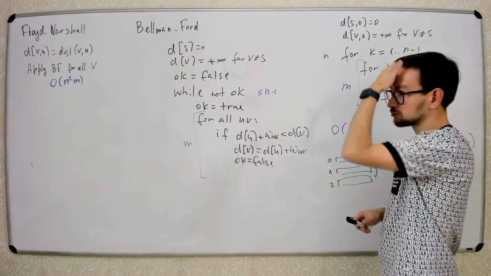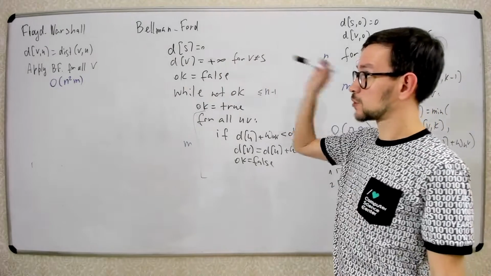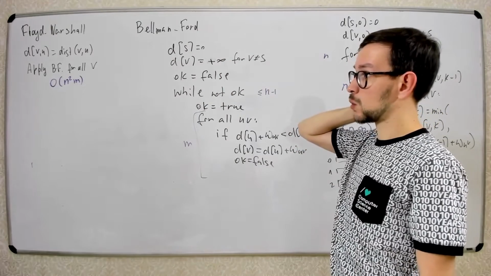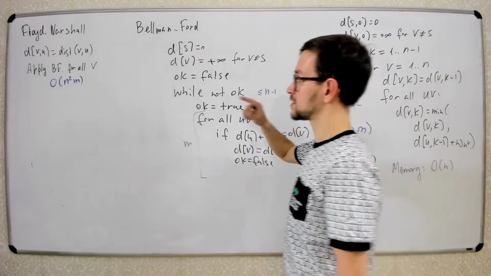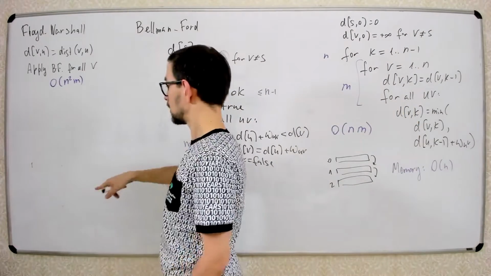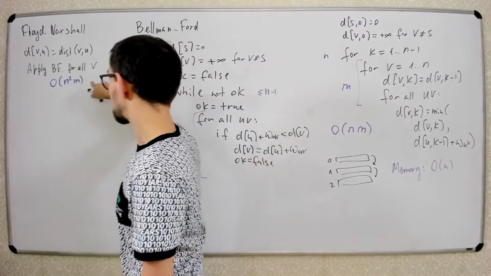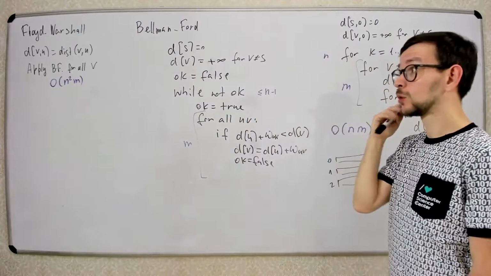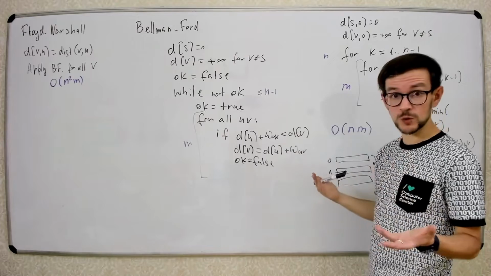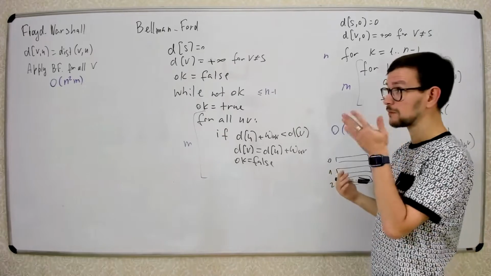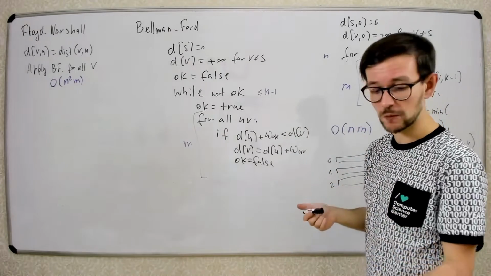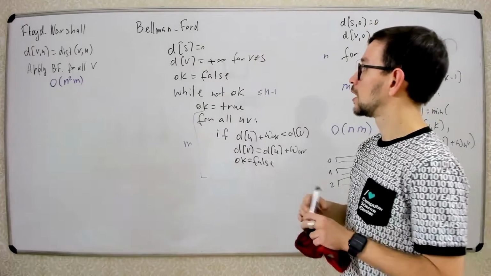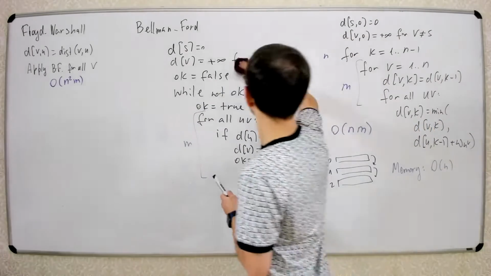I don't know. Now, let's go to Floyd-Warshall again. What we want to do is calculate the distance between every pair of nodes. If we just apply the Bellman-Ford algorithm n times, the time complexity will be n squared m. But of course, we can improve this complexity using a very simple dynamic programming algorithm. So, what is this?